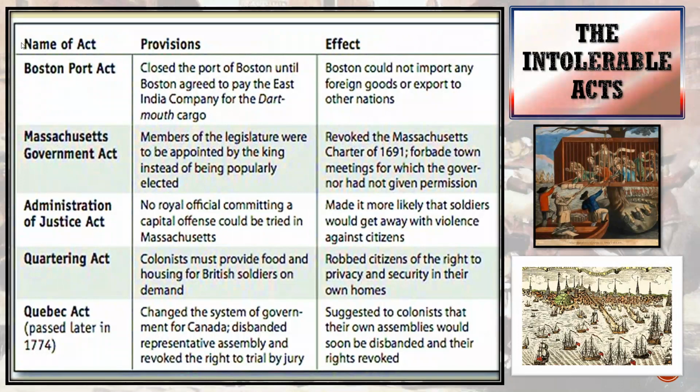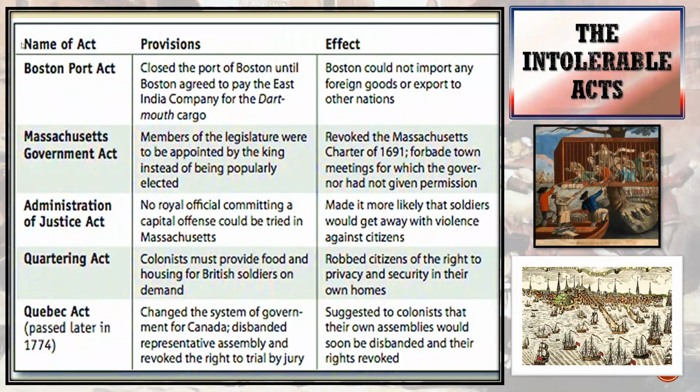The Administration of Justice Act is an interesting one. This one kind of relates back to the Boston Massacre. No royal official committing a capital offense could be tried in Massachusetts. They didn't have to be tried by jury here. If an official did something in America, they had to go back to Britain to be tried. It would allow soldiers to get away with violence against citizens and not be tried for that violence. So you can see how that's going to lead to a lot of problems.